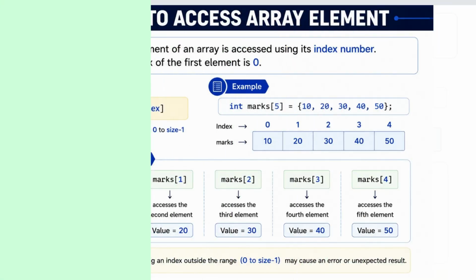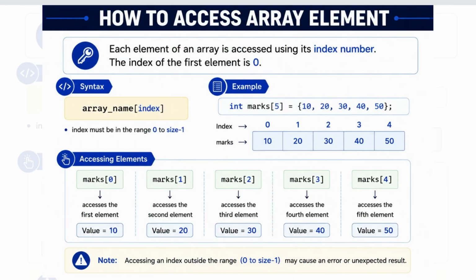After storing the values, the next step is accessing them. Every array element is accessed using its index number, starting from 0. In the example shown, index 0 returns the first value, index 1 returns the second value, and the process continues in the same way for the remaining elements. While accessing elements, always ensure that the index stays within the valid range of the array. Using an invalid index may lead to unexpected results or runtime errors.